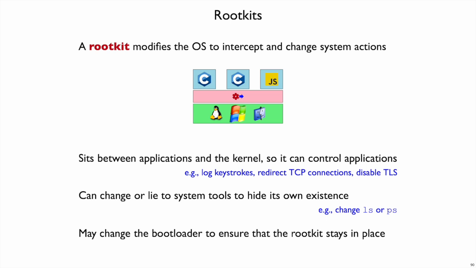The bootloader is a piece of software that uses a very primitive and generic interface to load different sorts of operating systems. And so if a rootkit changes the bootloader to reinstall the rootkit every time you load an operating system, then just reinstalling the operating system won't be enough. You really have to wipe the disk, or at least reinstall the bootloader as well.